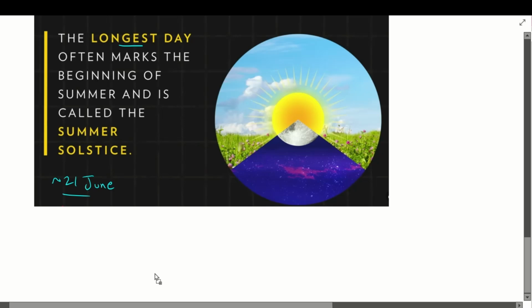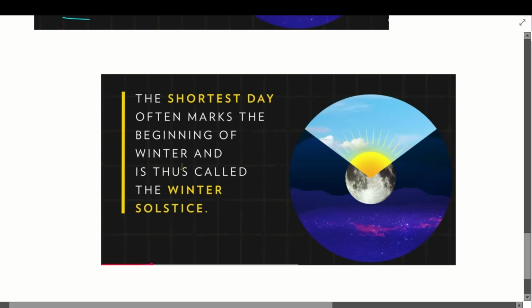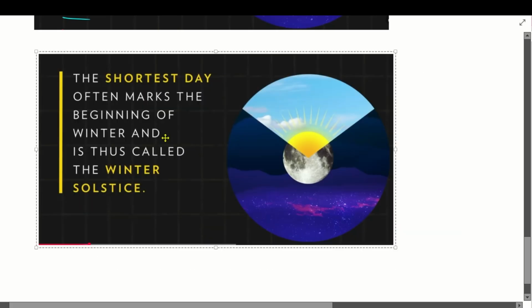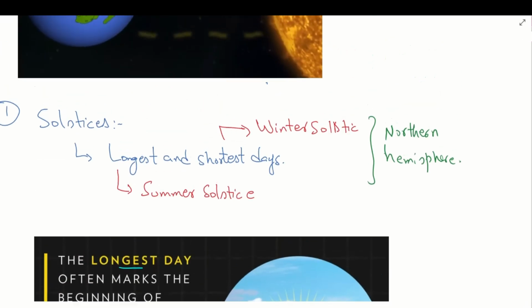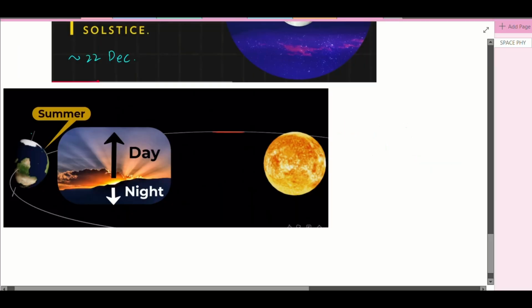On the other hand, the winter solstice, which is also known as the shortest day, in which we get a long night, usually appears around 22nd December for our region, and that one is referred to as the winter solstice, in which we get a very little day, the shortest day, and the long night. So the word solstice means the longest and the shortest days of the year. During the summer solstice, we get this type of situation.